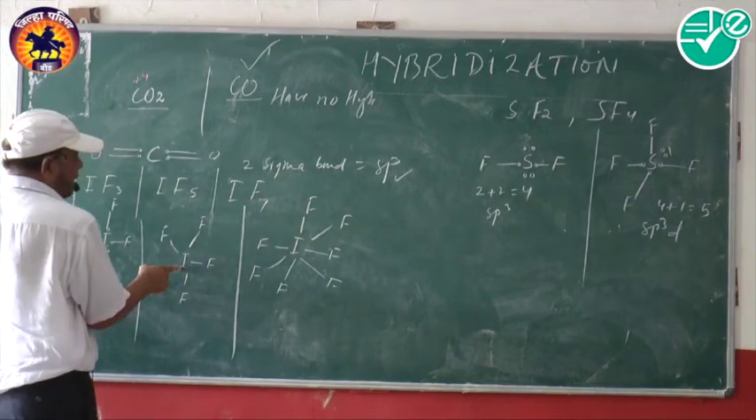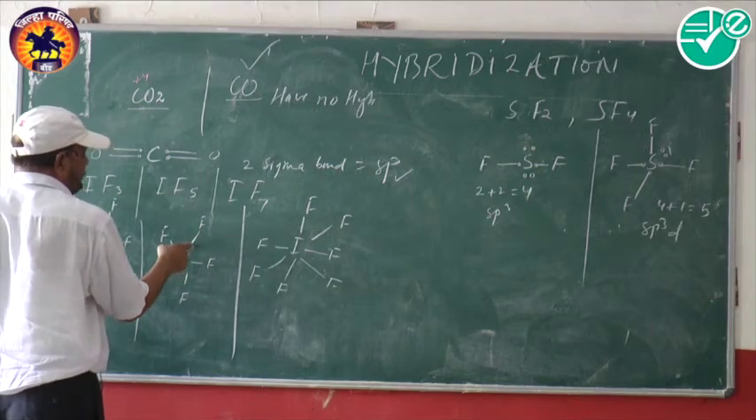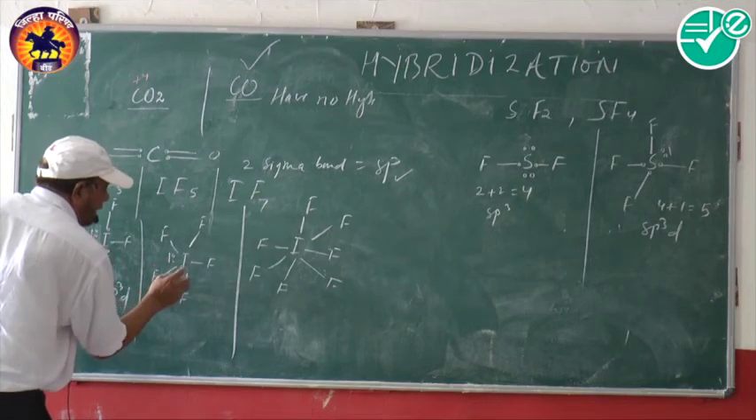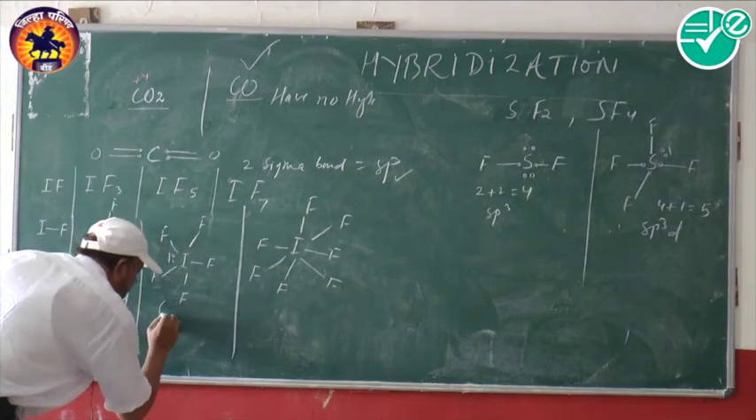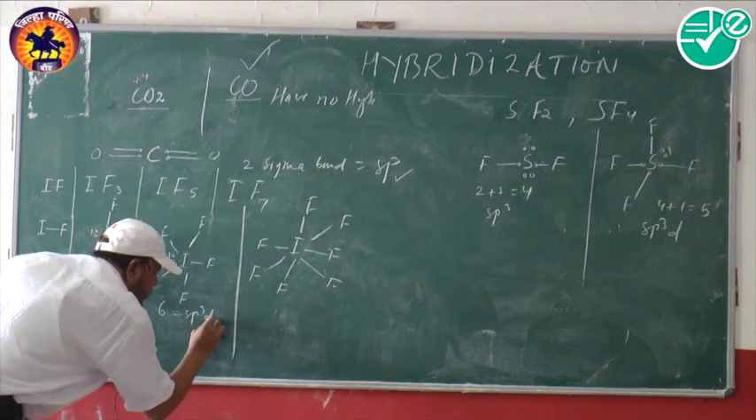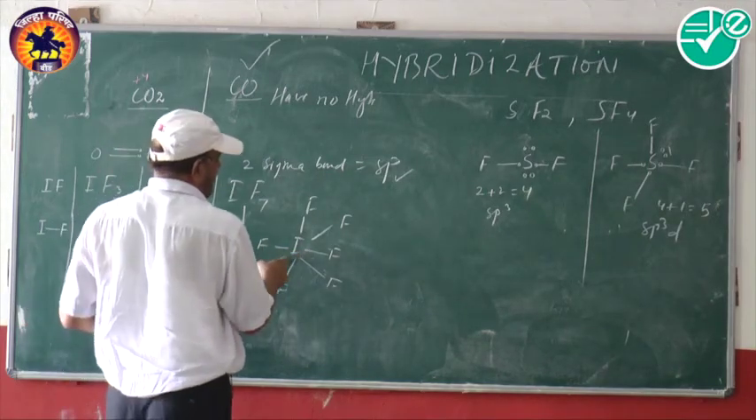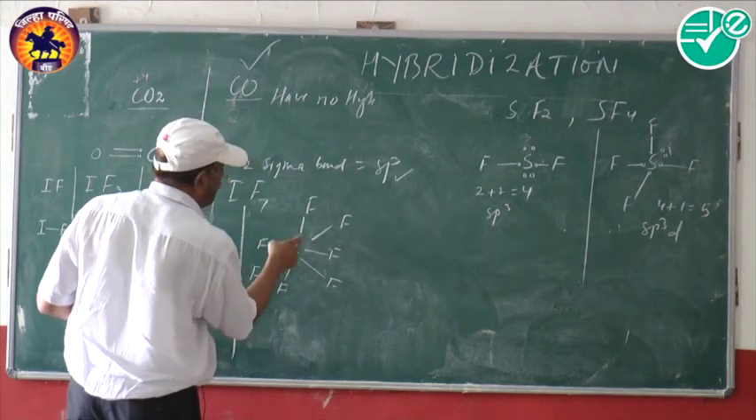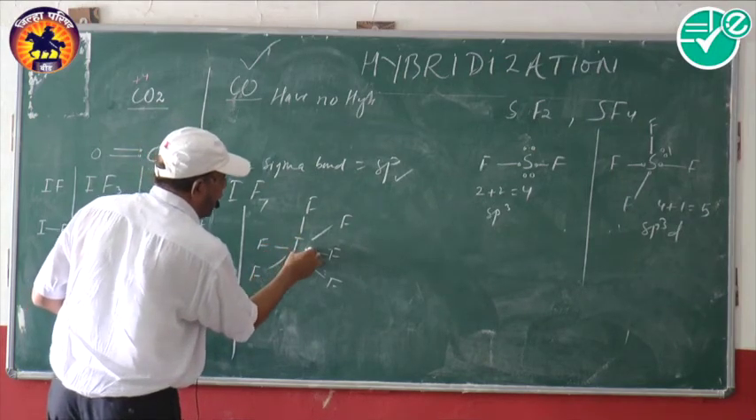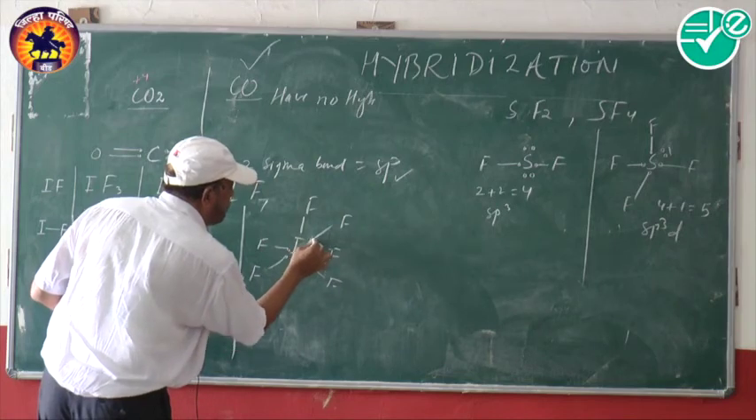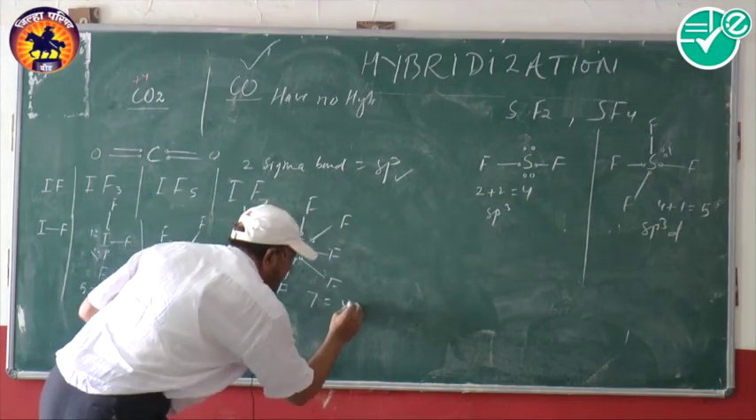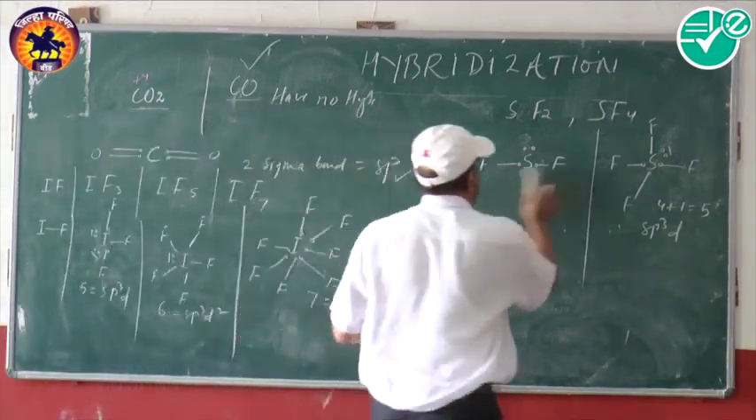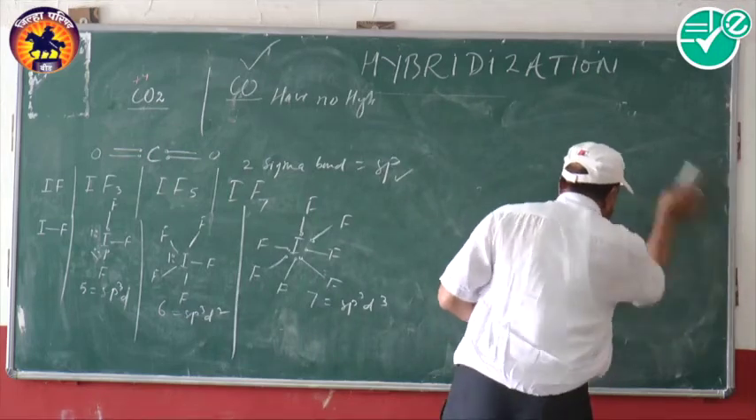See here, there is 1, 2, 3, 4, 5. 2 electrons remain as a lone pair. Hence 5 plus 1, 6 bonds, hence sp3d2. Here 1, 2, 3, 4, 5 and 6. Okay, 7. 1, 2, 3, 4, 5, 6, 7. Already all 7 electrons are used. Hence 7, hence sp3d3. Okay, so this is the easiest method to obtain the type of hybridization.